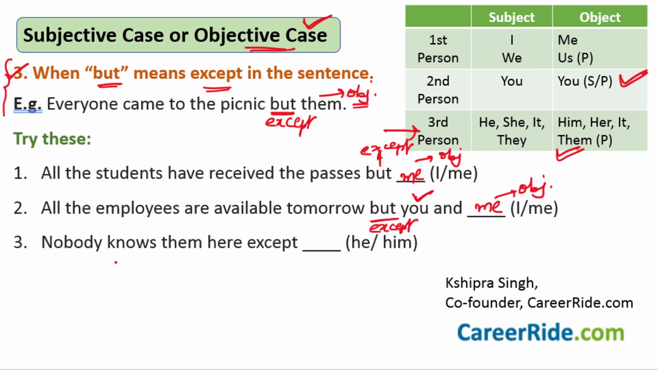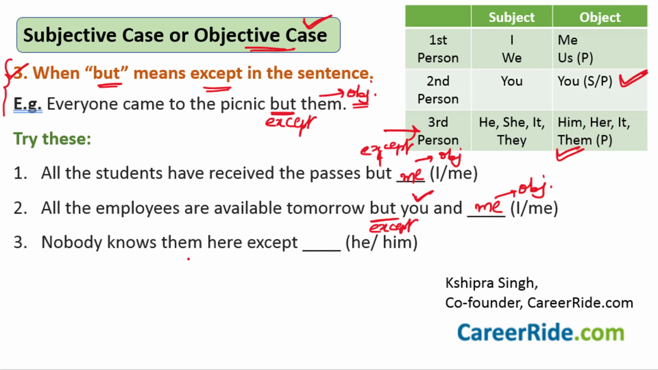Third one. Nobody knows them here except dash, he or him. What should it be? Try to answer it for yourself again. Now, this is a bonus sentence, and there is a bonus clarification for you here in this sentence.